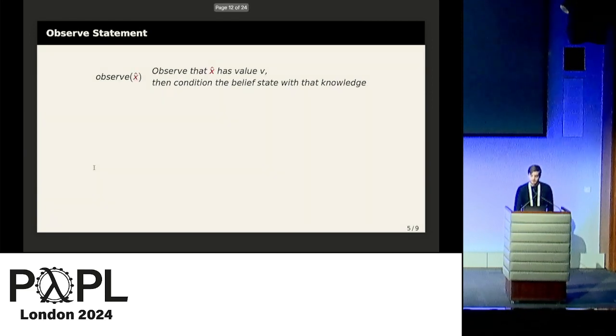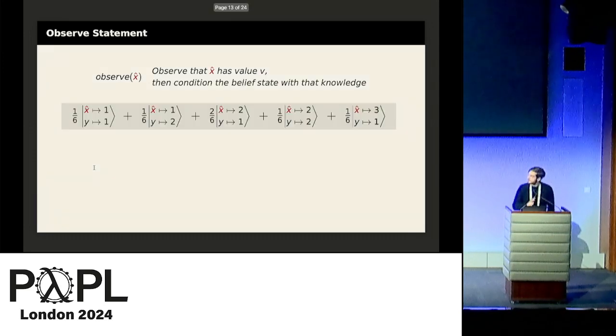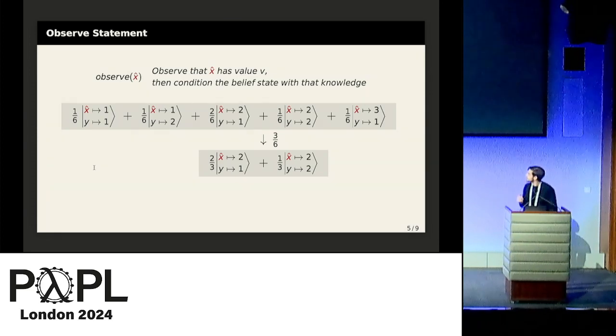Second of all, we have the observe statement, which allows us to observe the value of an unobservable variable. This process is very similar to conditioning the belief state in classical probability theory. So we have this very complex belief state, which has different possible values for x. We then make an observation, which, for example, tells us that x is equal to 2. Well, then we can just discard all variable assignments where x is not equal to 2 and renormalize our probability distribution. Again, this is very similar to probabilistic conditioning.